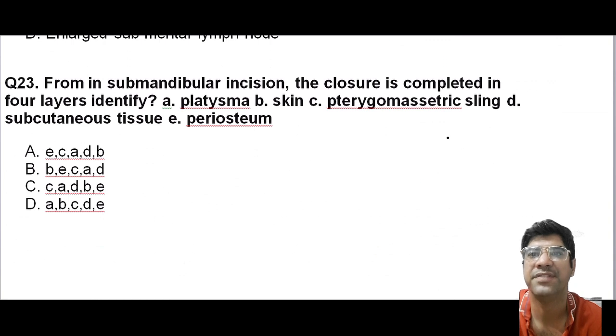During a submandibular incision, the closure is completed in 4 layers. So the answer is A.